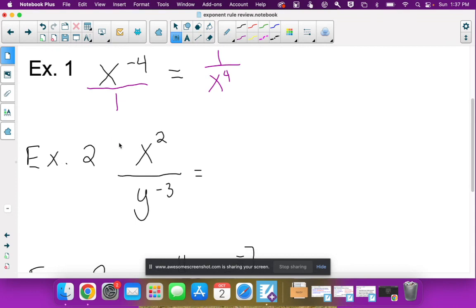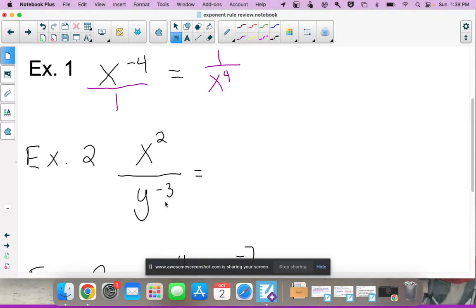Okay, so the same rule applies as far as reciprocating. If it was on the top of the fraction, it goes to the bottom. Now this y that has a negative exponent is on the bottom of the fraction, so it needs to go to the top of the fraction. This x already has a positive exponent, so we're not going to mess with it. It's already good. So this expression becomes x squared. X is already positive, and then the y has to move up to the top of the fraction.